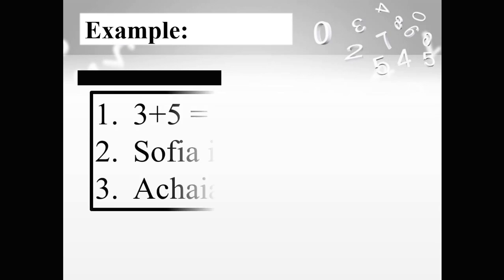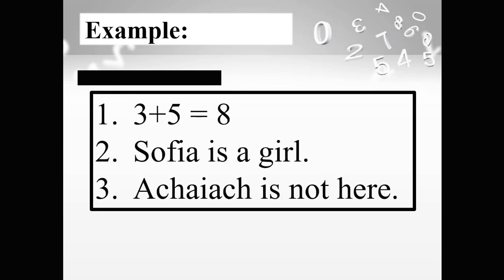So, let's have an example. For number 1, we have 3 plus 5 is equal to 8. Well, that is true. And how can you make this statement false, since that is the rule for the negation? So your answer must be 3 plus 5 is not equal to 8. That's why your statement will become false. Okay, next, how about number 2? For number 2, we have Sophia is a girl. Negate this given statement. It will become Sophia is not a girl.